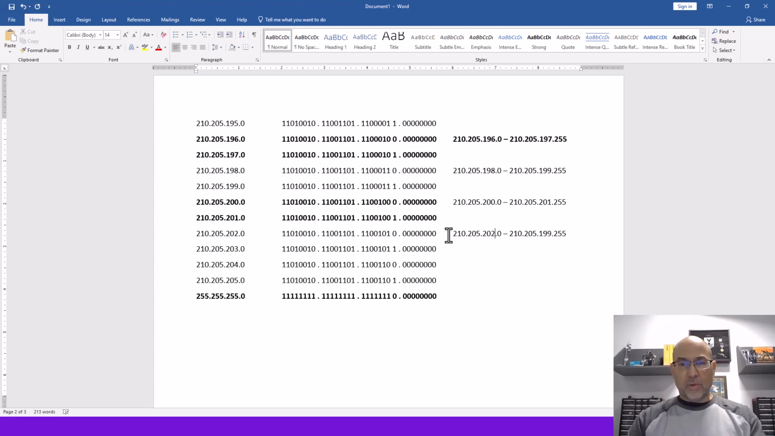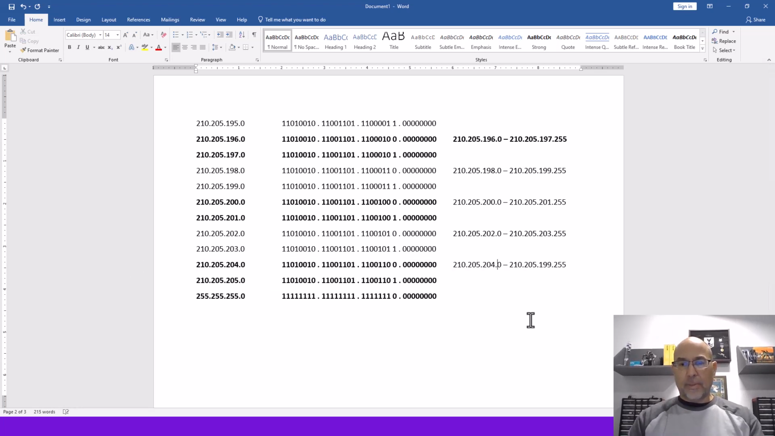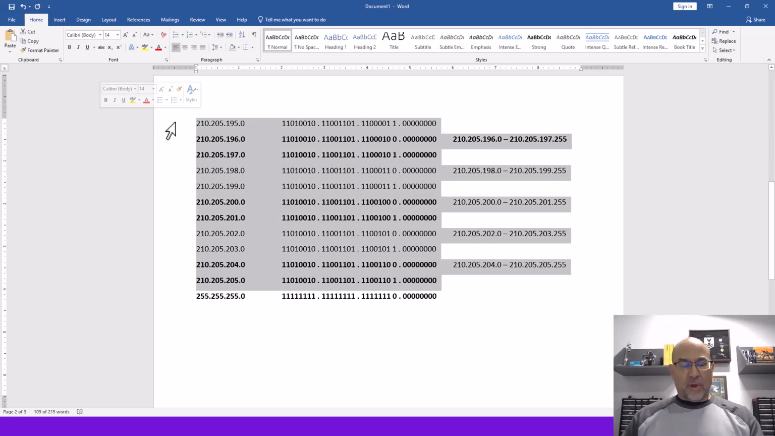The 202 to 203. And then look, we've got another match here. And that would be 204 to 205. Okay, if we did 206, what we would find out is that this value would be a 1, and it wouldn't match. So we couldn't aggregate 206 together.